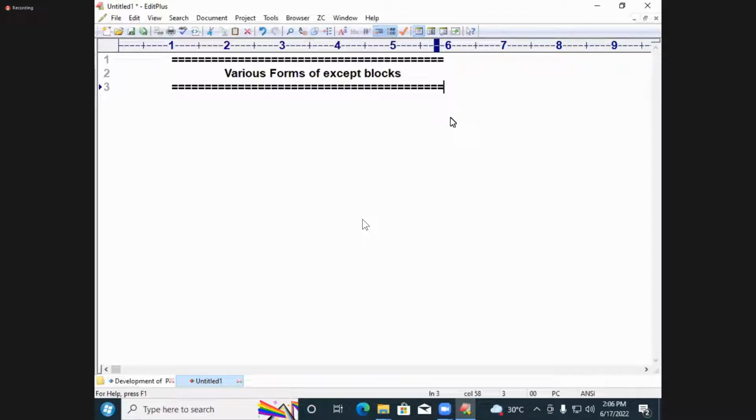Next line, separate line. If n is negative, raise negative number error. What is negative number error? Excellent. User-friendly exception.